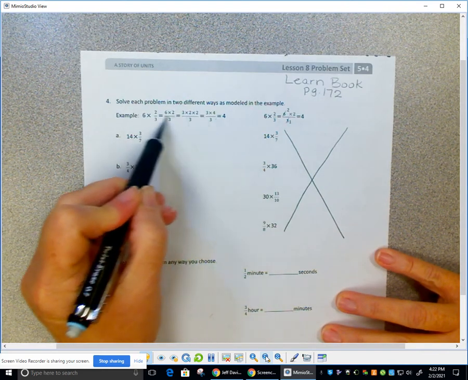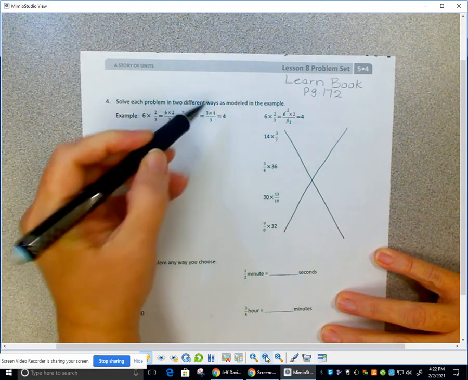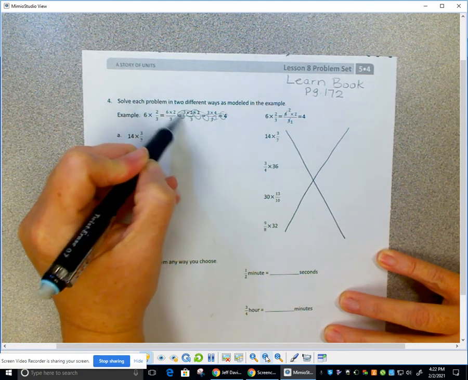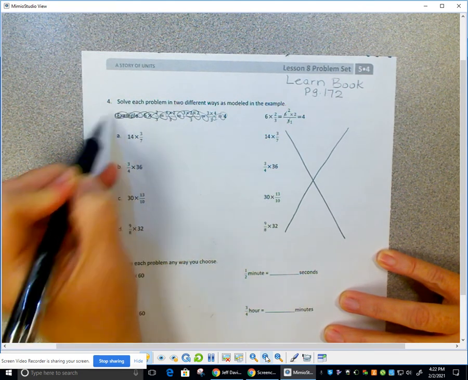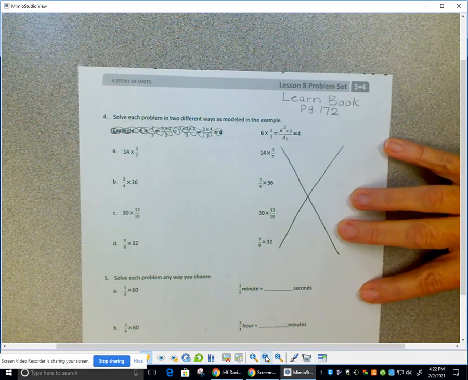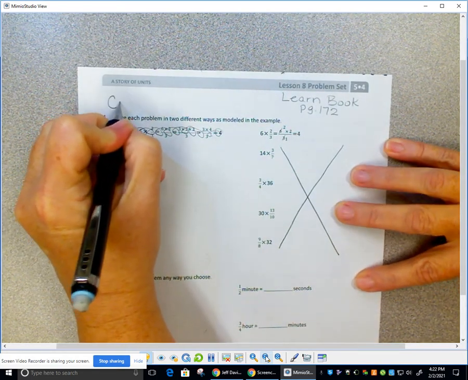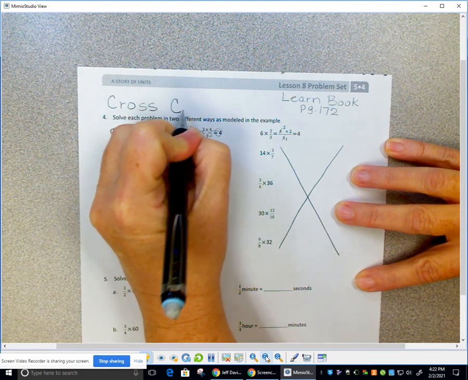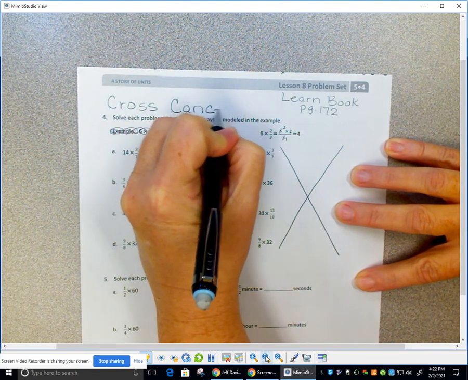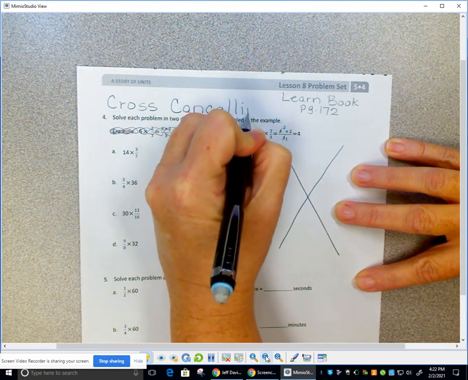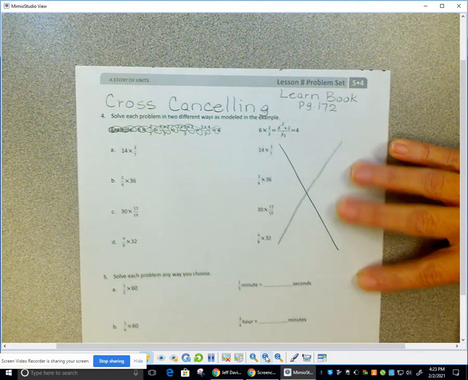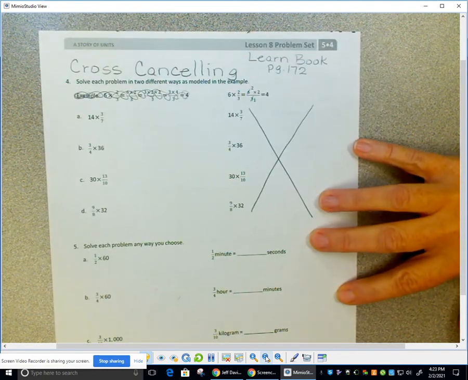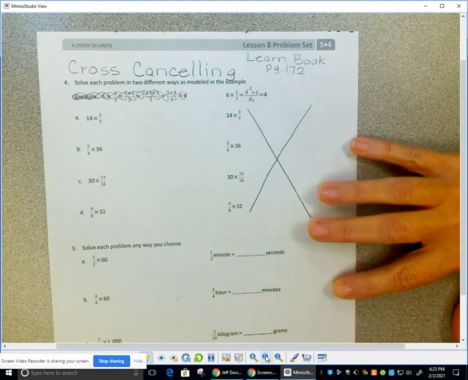We are not going to follow these steps. So let's just get rid of those steps. That's not what we're doing today. Today, we're simply going to practice cross canceling. And we're going to use these problems to help us. All right, let's get started.